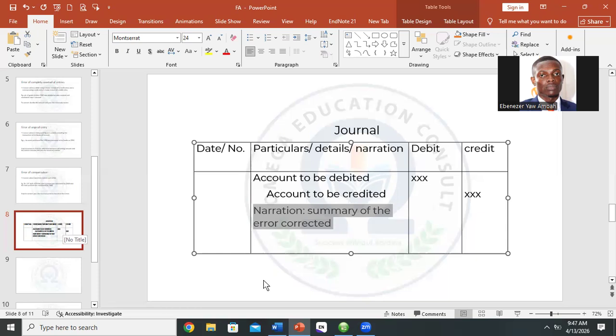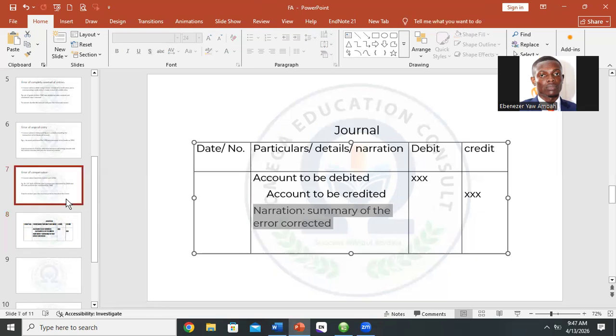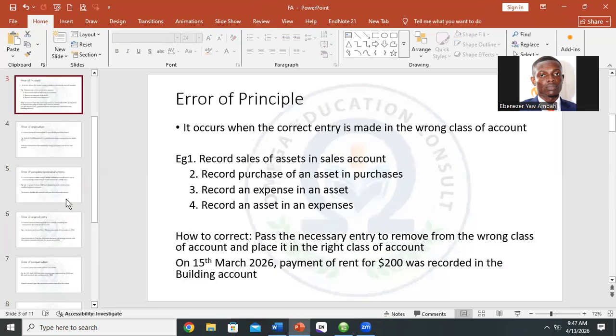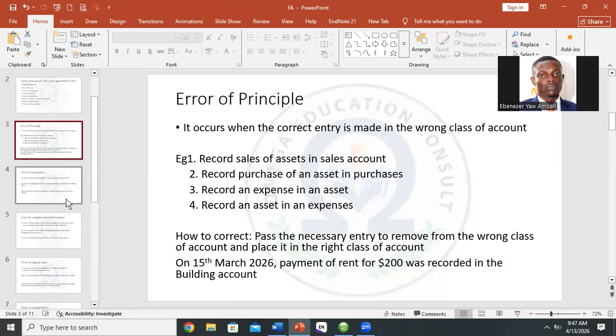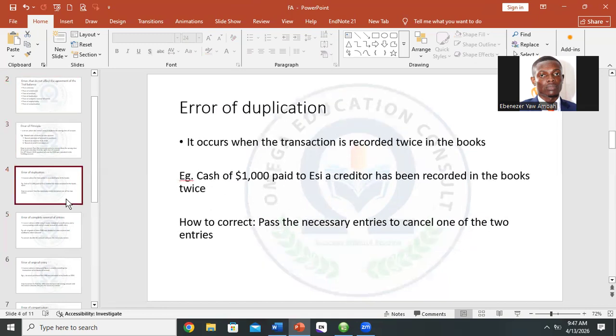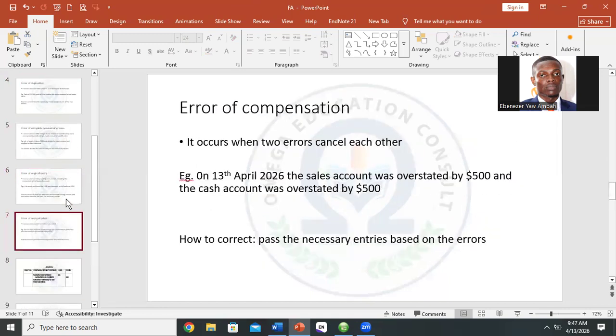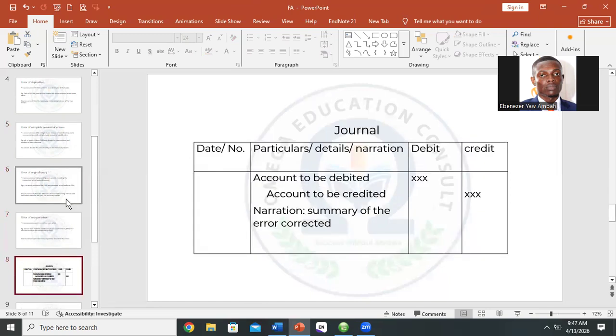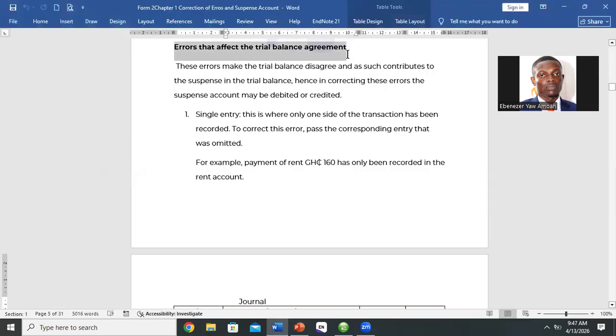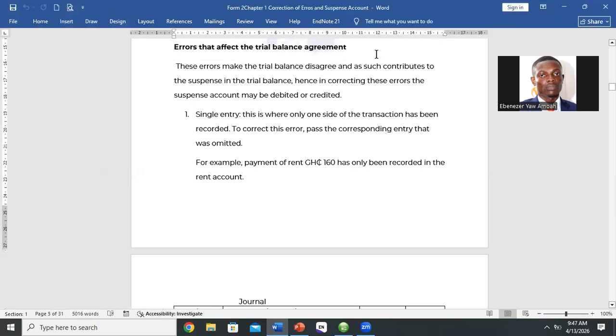Now let's go to the second type of error. But I guess I should give you the benefit of doubt to recall or review a few things on the errors that do not affect the trial balance. Omission, I want to believe you remember what we said and how to correct it. Original entry, compensation, etc. Now let's go to the errors that affect the second one. The errors that affect the agreement of the trial balance. Please, at any point, if you have a question, feel free to ask for more clarification.